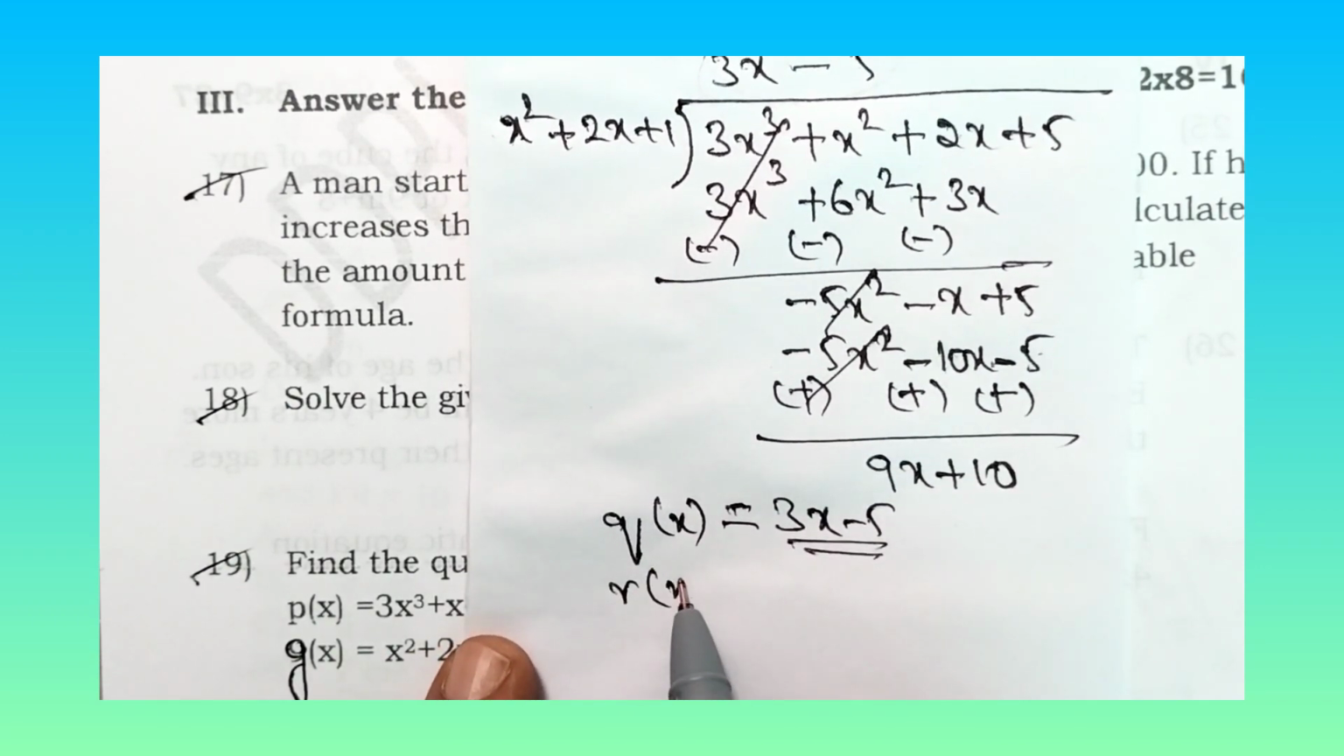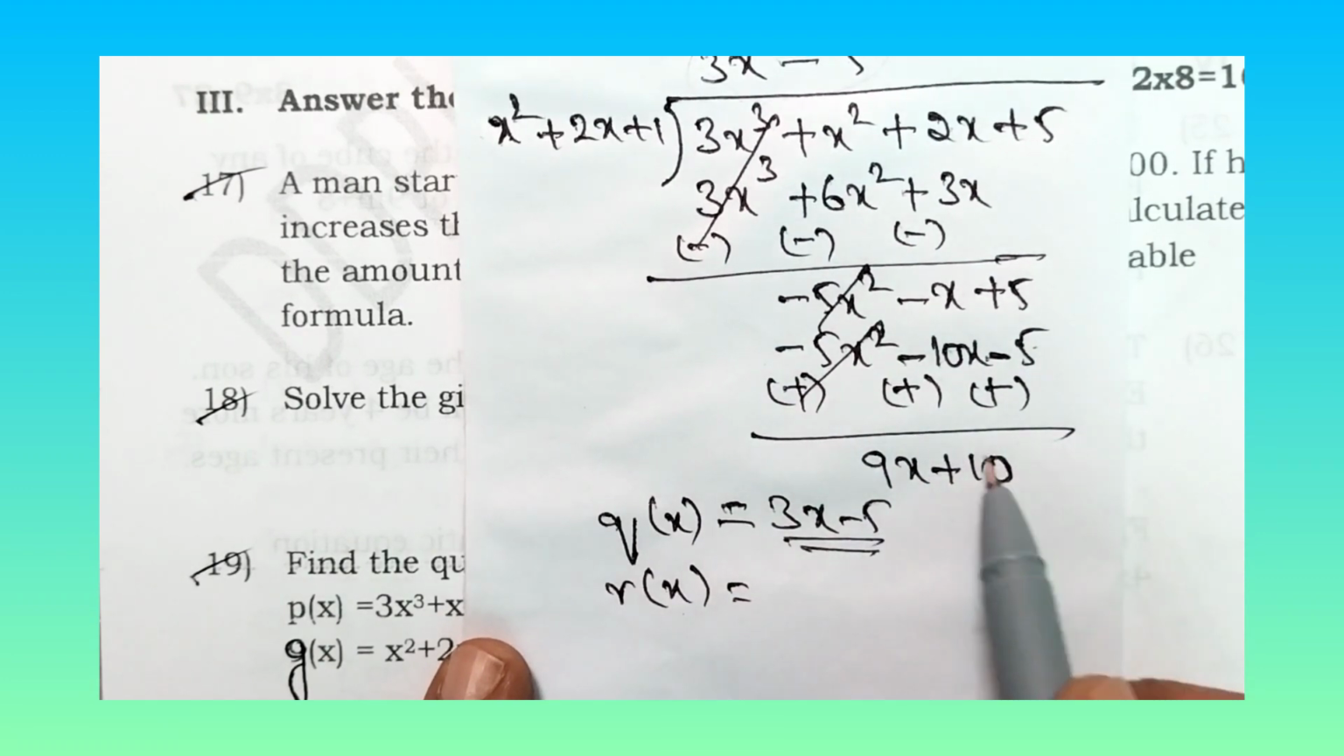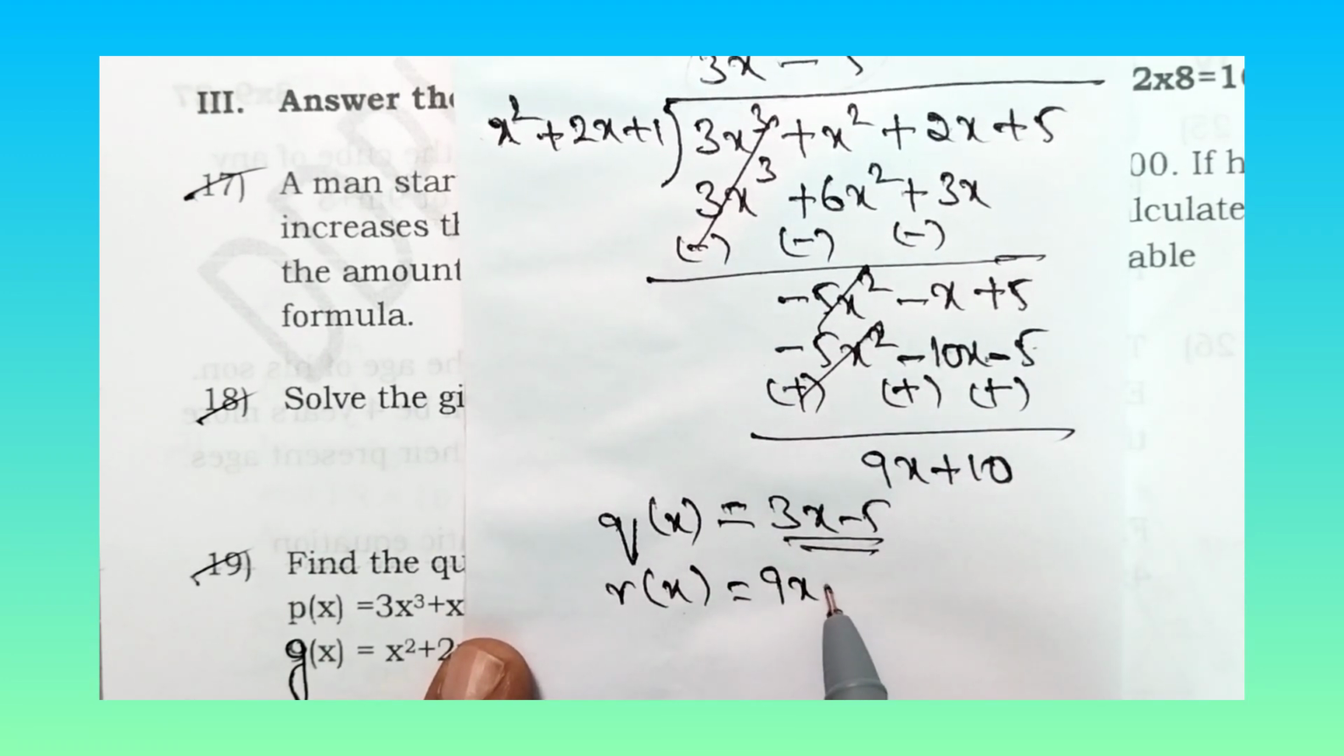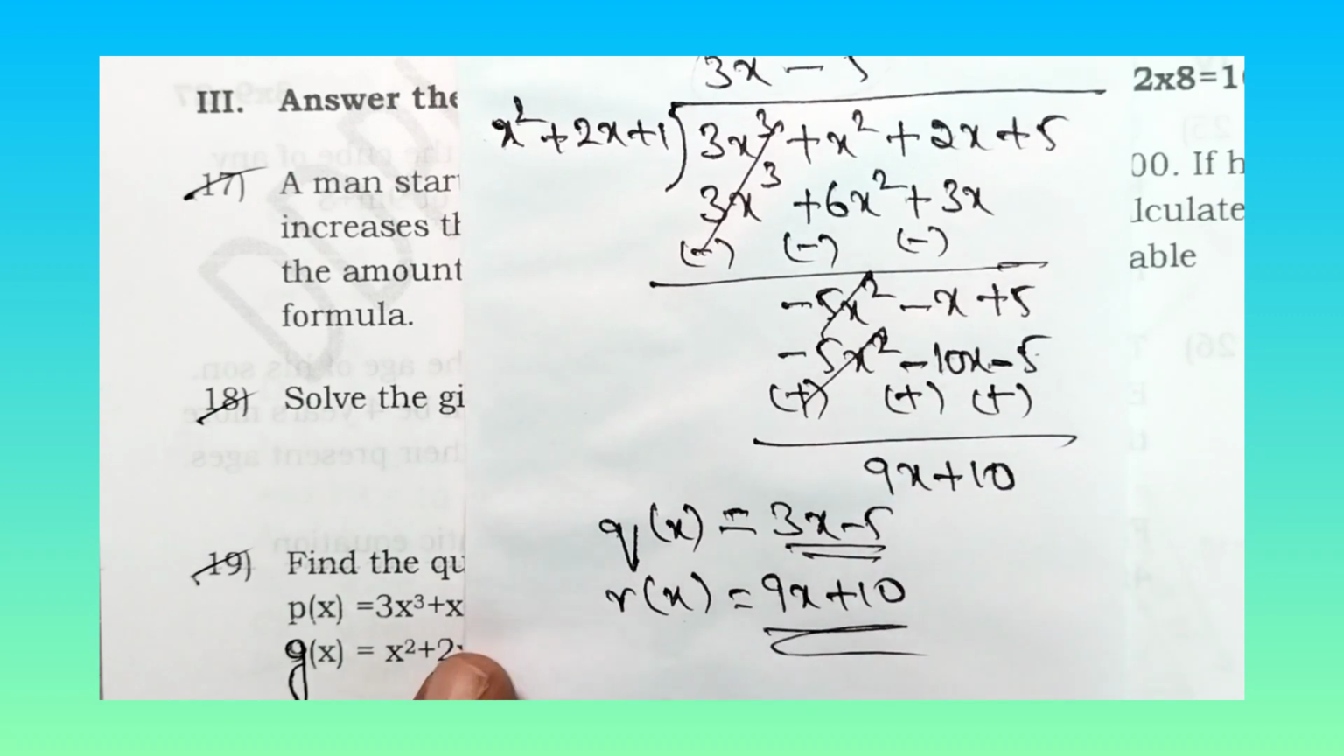Then what is the remainder? R of x is equal to, this is the remainder. What is the remainder? 9x plus 10. So like this we have to find out the quotient and the remainder. He asked only quotient, but I have written remainder also. Now let us move to the 20th question.